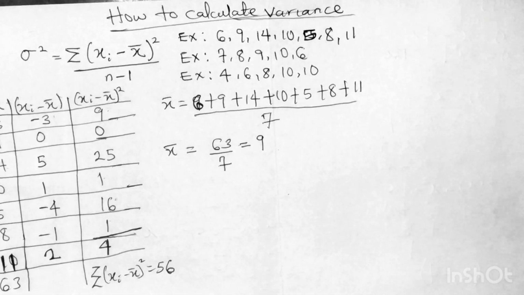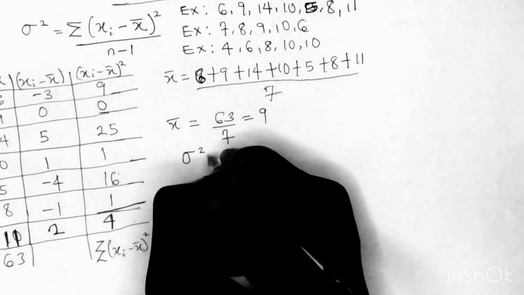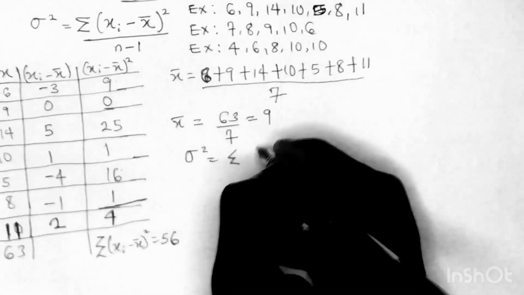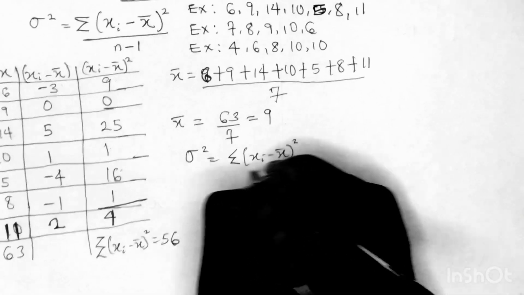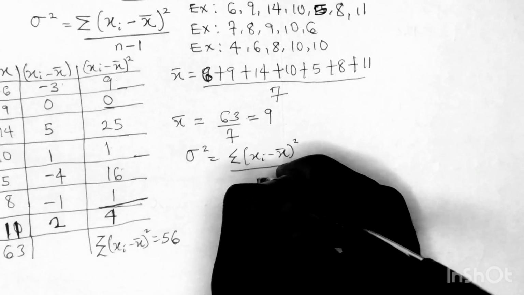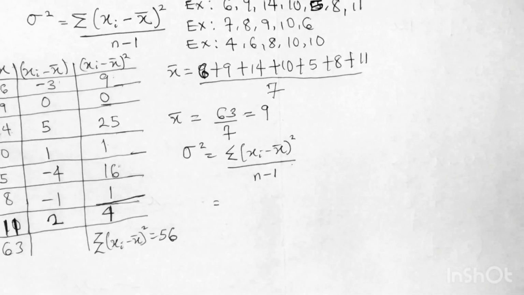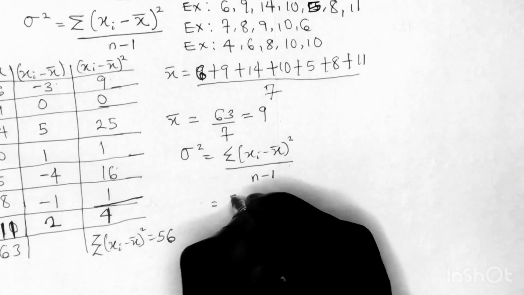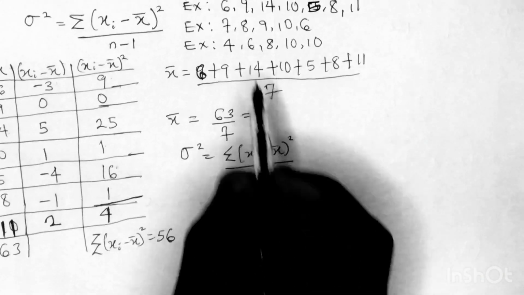So after getting this, your formula for variance is what? Summation of your xi minus x bar all squared over n minus 1. So what is your summation of xi minus x bar all squared? What do you get when you square that? The answer you got was what? 56 over n. What's your n?